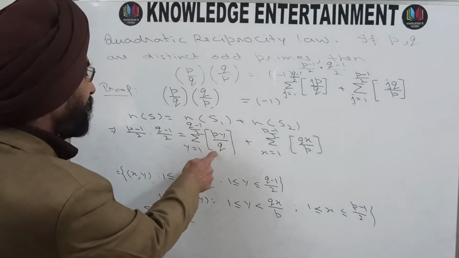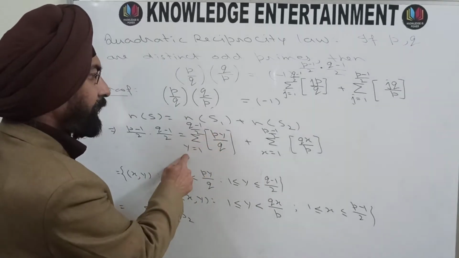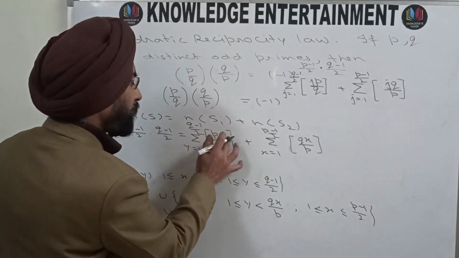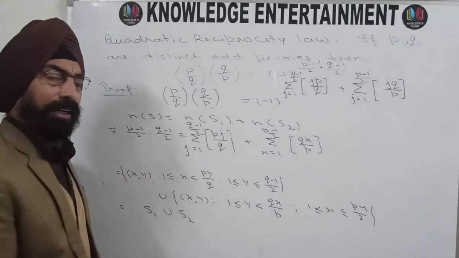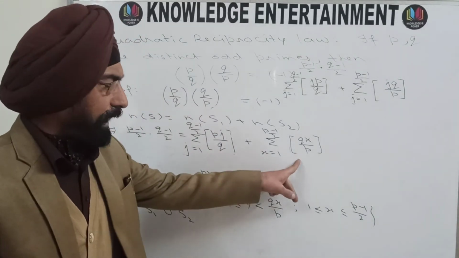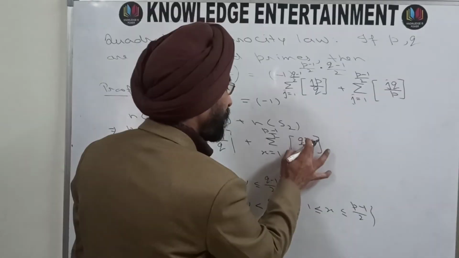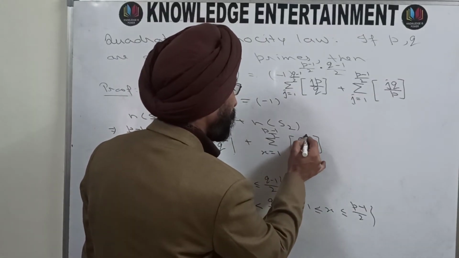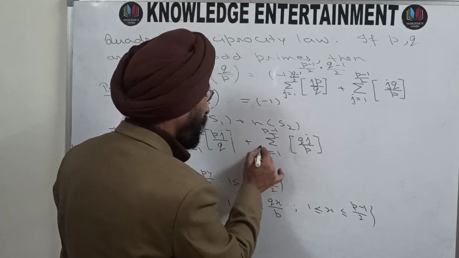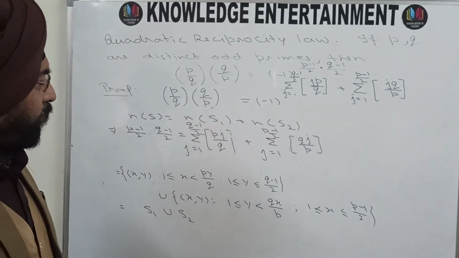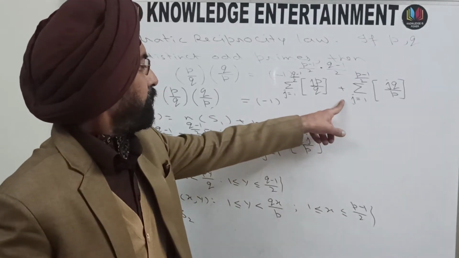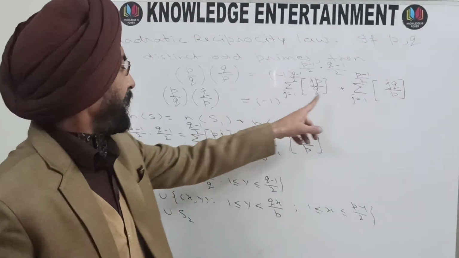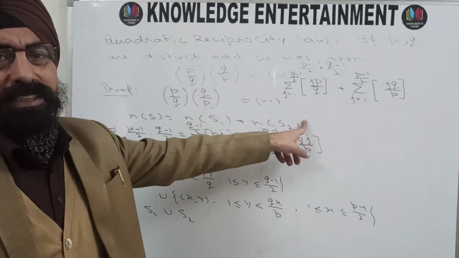For this set, the summation is over y. I'm changing y to j here and y to j here also, so it will have no change. Similarly, for this summation, I'm changing x to j here, and I'm changing x to j here also. Now look at what the right hand side is. The right hand side is nothing but the term you obtained in the first step.